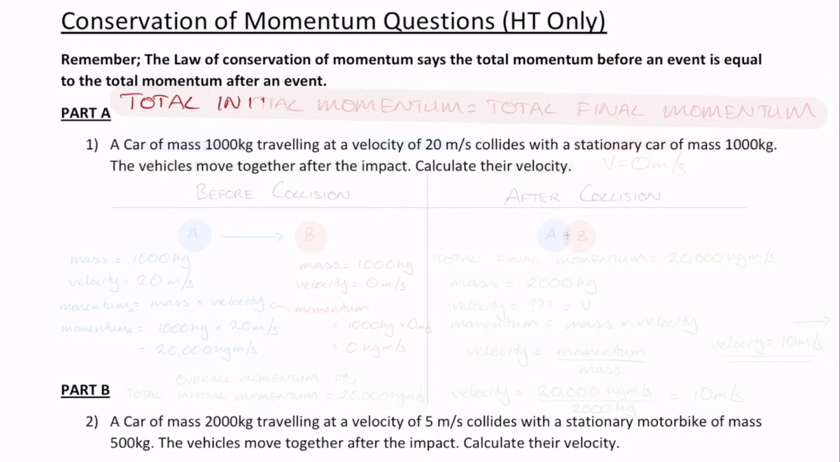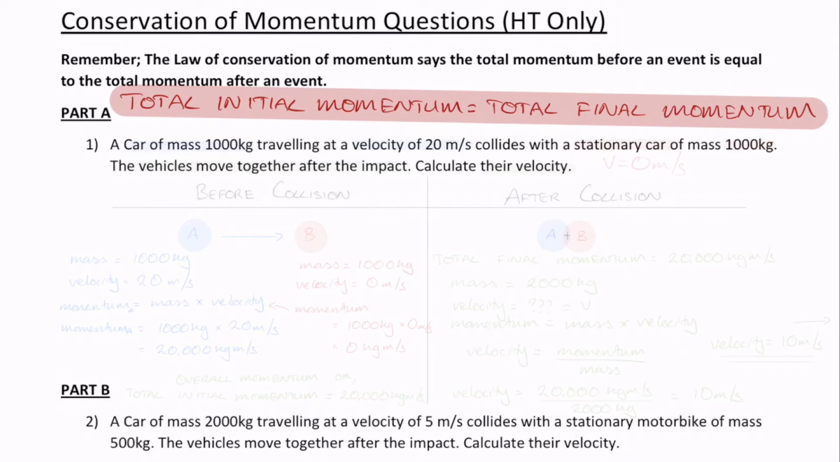Total initial momentum is equal to total final momentum. Super important equation, and we're going to be using it throughout this exercise, so I'm going to highlight it. So let's move on to question 1.